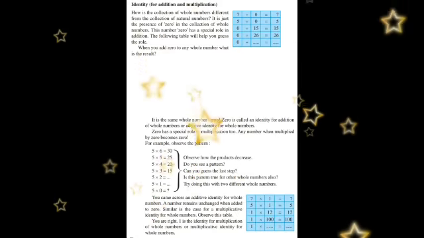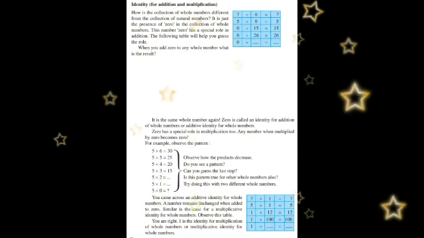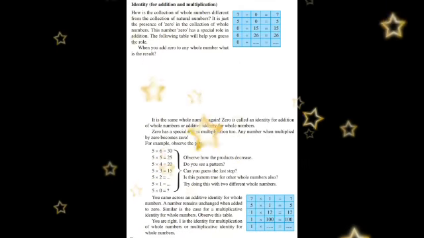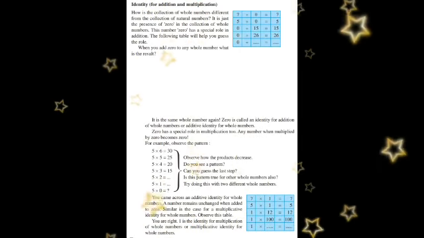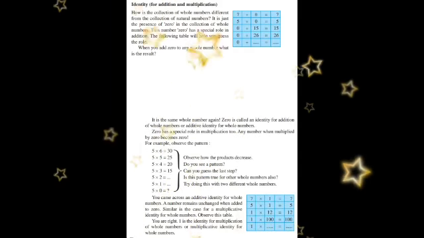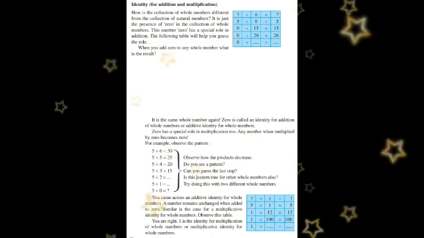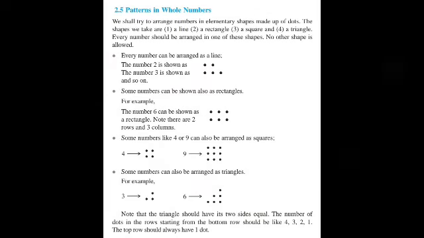A number remains unchanged when added to 0. Similar is the case for a multiplicative identity for whole numbers. Observe this table. You are right. 1 is the identity for multiplication of whole numbers, or multiplicative identity for whole numbers. For example, 7 into 1, 7 ones are 7 or 1 sevens are 7. 5 into 1 is equal to 5, means 1 5s are 5.